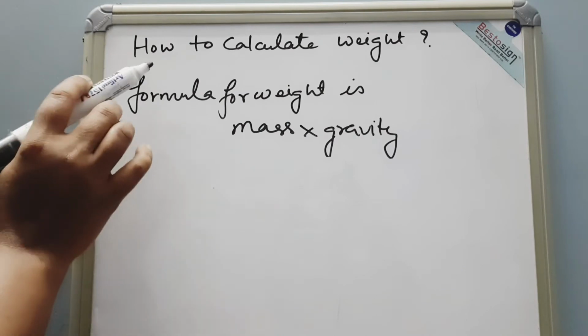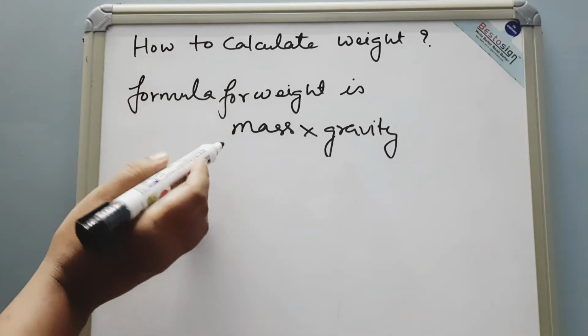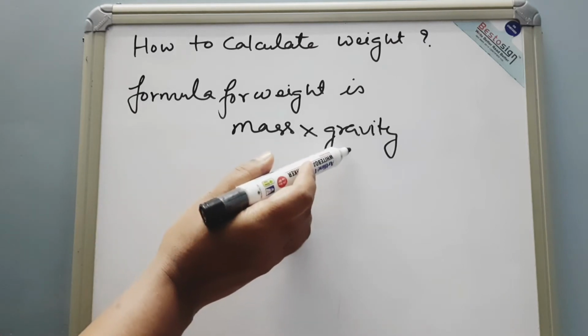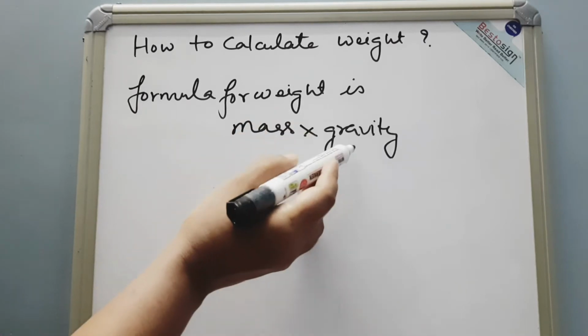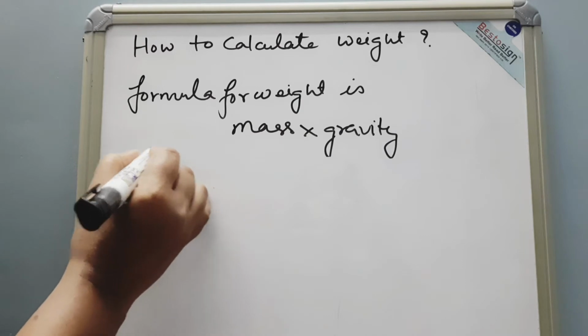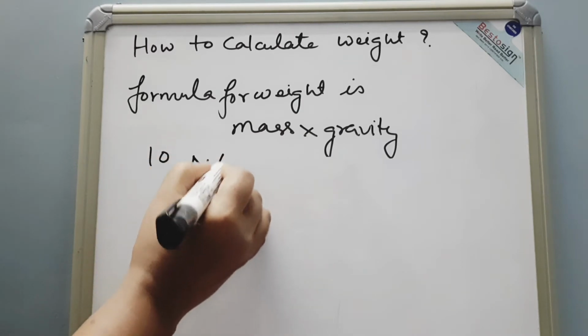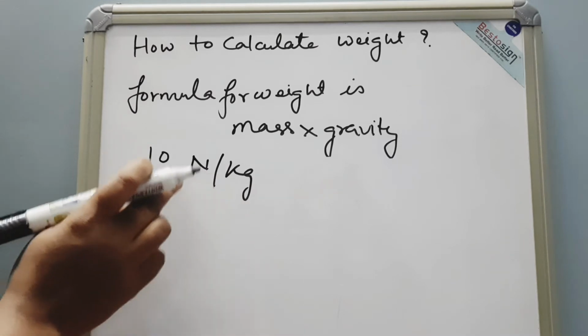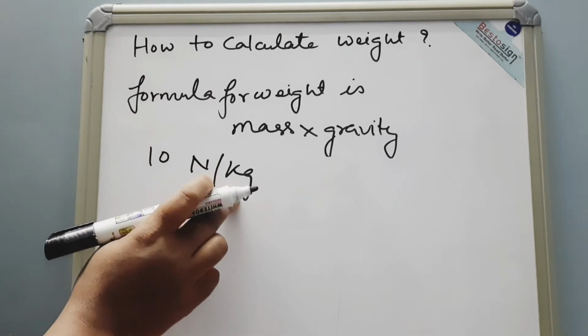Now we will learn how to calculate weight. This is the formula for weight, that is mass into gravity, and the value of gravity on Earth's surface is 10 Newton per kg. Means Earth applies 10 Newton force on every 1 kilogram object.